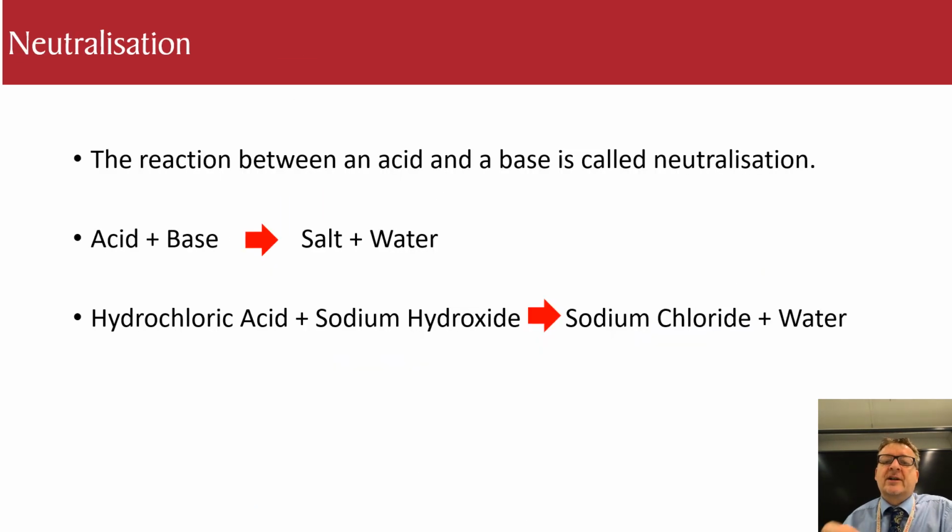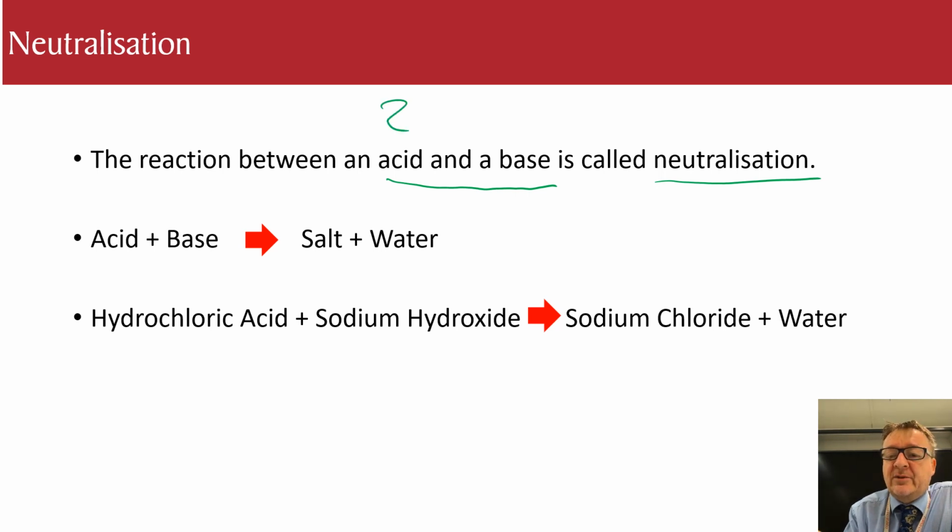Now this is neutralization. This is the reaction between an acid and a base. So you might have pH 2 and you might have pH 12. They react together and come to a pH 7, which is neutralization. The way it works is you have an acid and a base, which makes salt and water.